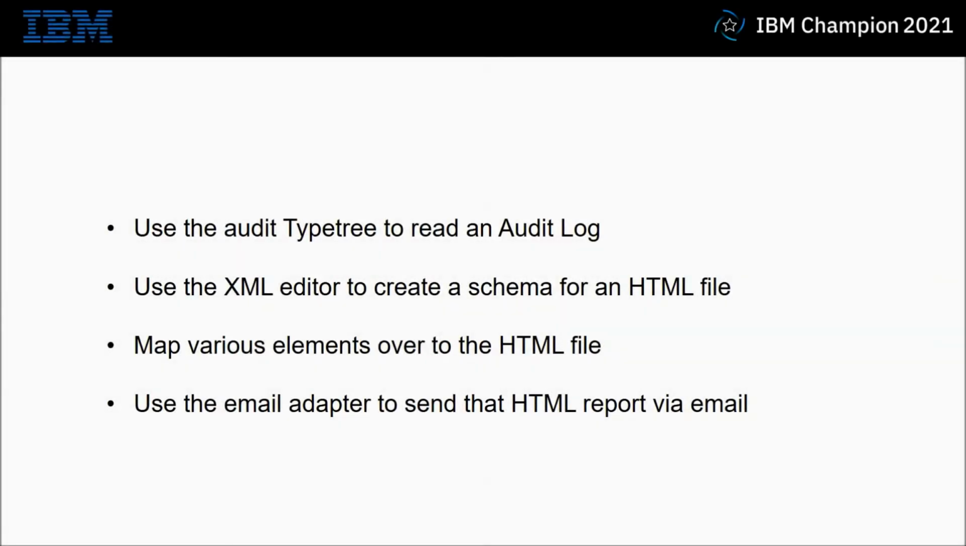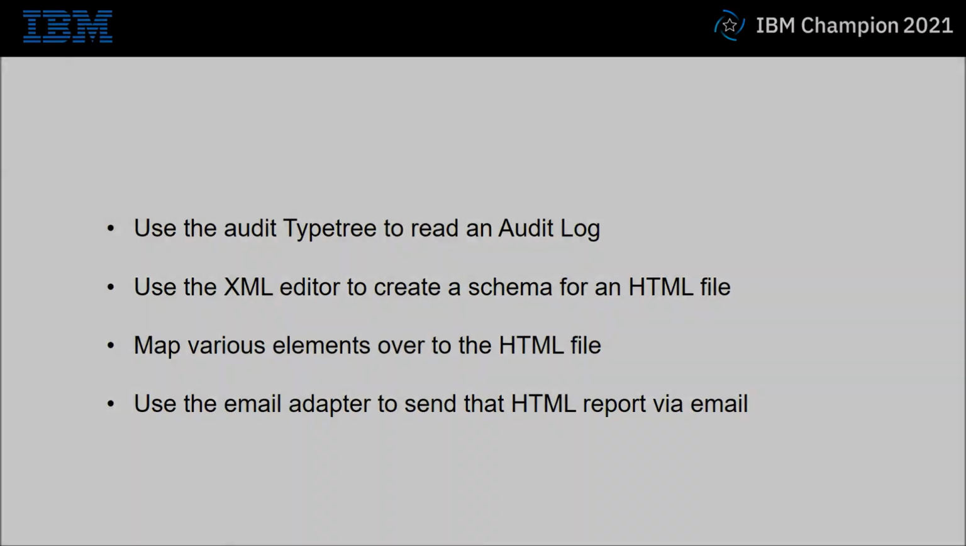In this practical demonstration, we're going to use a pre-built audit Typetree to read an audit log. We are then going to use the Eclipse XML editor to create a schema for an HTML report file. Next, we will generate a map and map the various elements from the XML-based audit file over to the HTML report file. Finally, we will use the email adapter to send that HTML report via email.